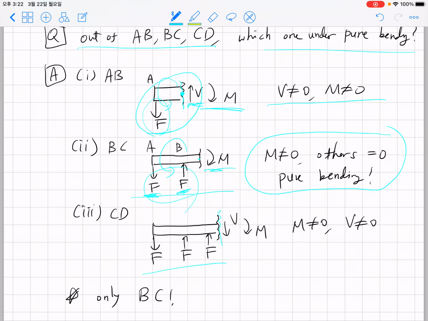You have three forces here, but as I told you, we already went through, there is a 1F downward, 2F upward. To make a force balance, you need non-zero V, so that you can say that CD is not pure bending. So out of these three sections, only BC is under pure bending, and the focus of this chapter will be only pure bending cases.